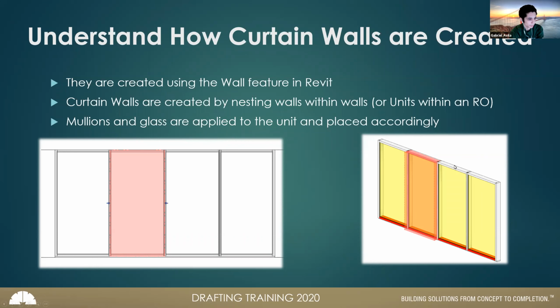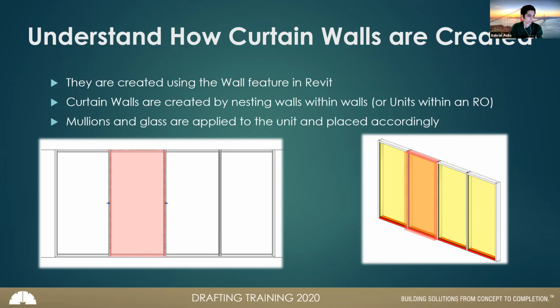For example, you can see on this, I don't know if you can see my mouse, that it's highlighted a unit that's within the vertical grid lines that we created. That's actually a nested wall inside of a giant rough opening that we can put caulk joints and our seal track on. So that's the way we create curtain walls in operations. And like it says, mullions and glass are applied to the unit, and then they're placed accordingly. Okay, so that's how they're created.